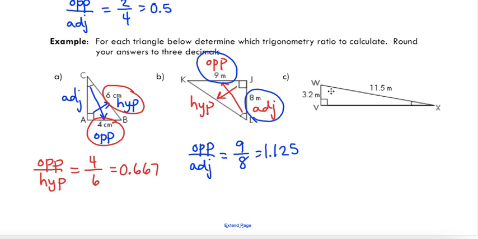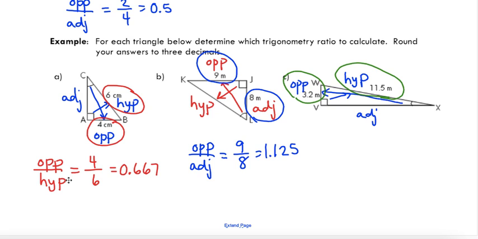And in this last example, I start by labeling the sides of my triangle. Across from the right angle is your hypotenuse. Across from your given angle, which in this case is x, is your opposite side, which is the leftover side right here. So again, I want to identify what my sides are. I know my hypotenuse side. I know my opposite side.